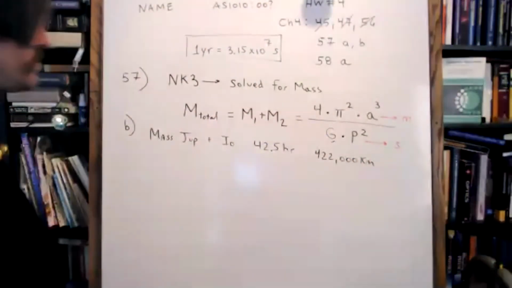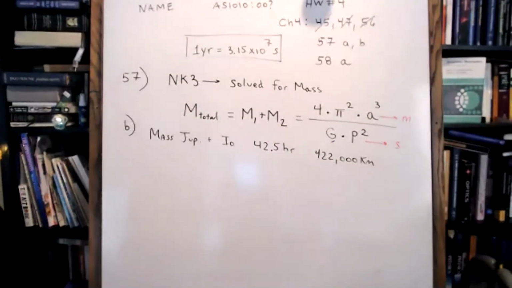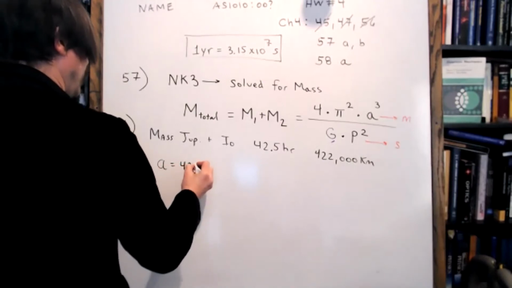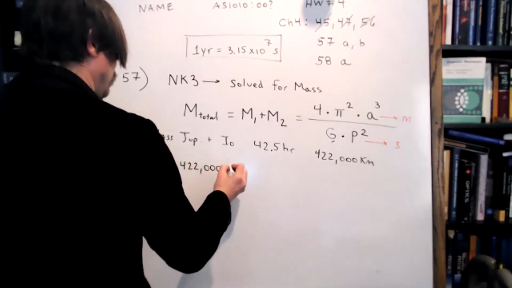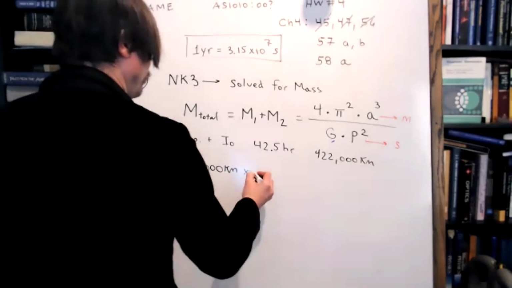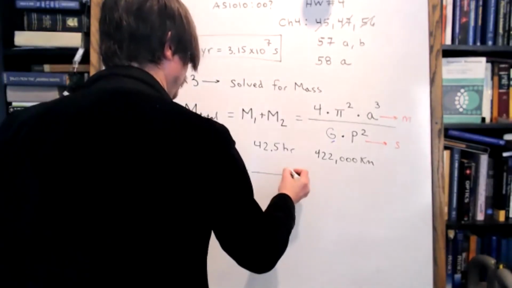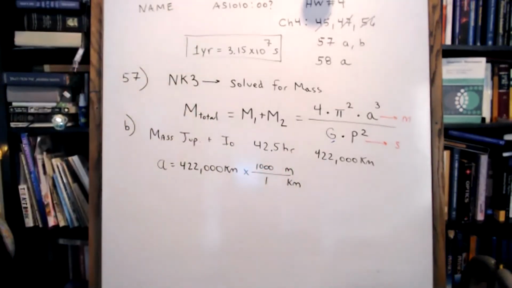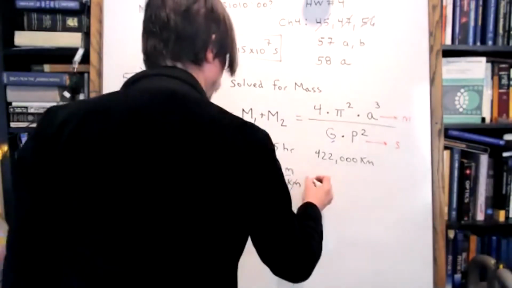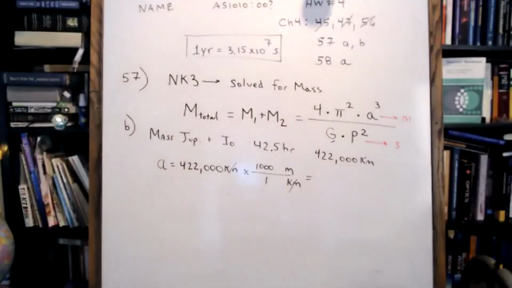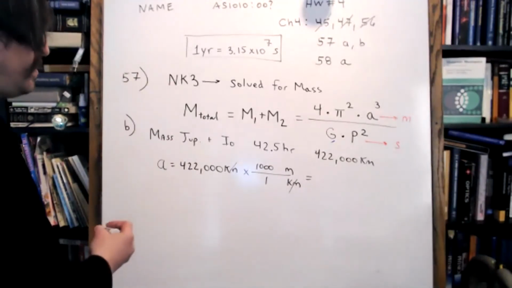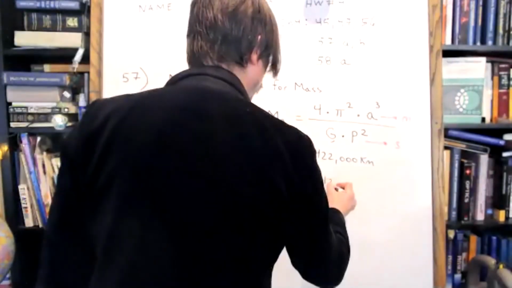Okay. This time I want to speed things up, okay? Let's start with our a. Our a is 422,000 kilometers. We have to convert that to meters using the same technique as last time. 1,000 meters per kilometer. What's the answer? 422 times 10 to the 6th meters.